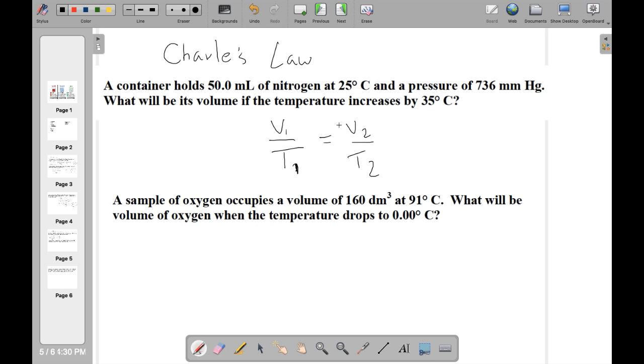Now, we should always try to put our temperature in Kelvin. We should convert to Kelvin. This will make our life easier because Kelvin has an absolute scale. Kelvin goes from 0 up, whereas Celsius will have negative numbers, and that's not going to work.